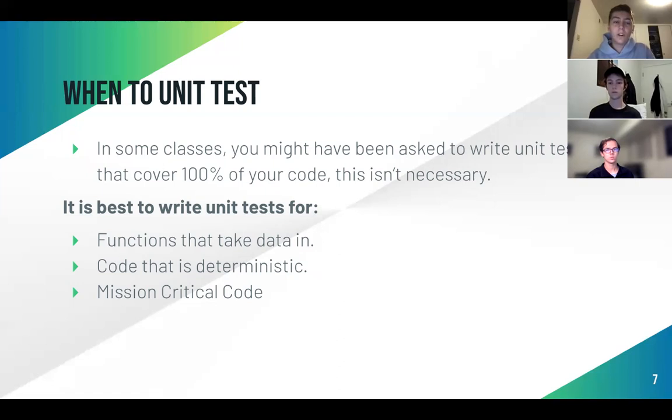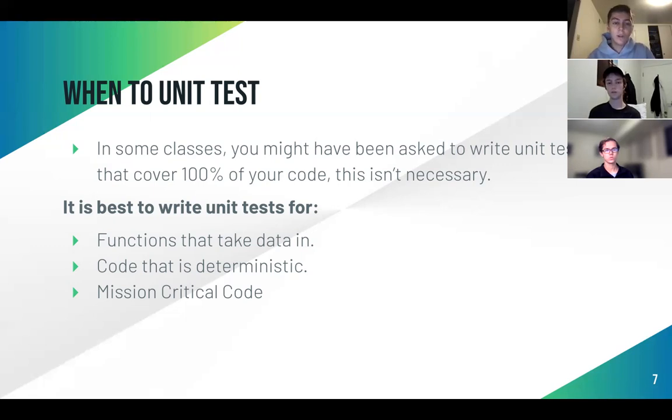But there are very useful times when you should be writing unit tests. I think the most important one is for mission critical code. And what that means is the code that is very important to your application. So if it's a volunteer management system, you're going to want to make sure that the login and the sign up work great, because that's very important for your application. So the most important code is probably the code that should be tested.